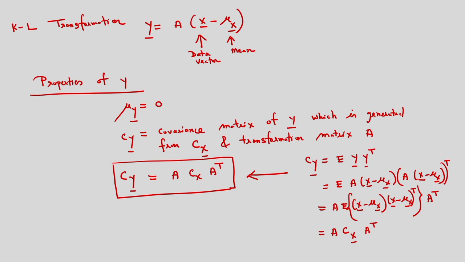So let us move to the next slide. So what will be the nature of the covariance matrix of CY? The nature of the covariance matrix of CY will be like this. So this is the matrix. So diagonal elements are like this, lambda 1, lambda 2, like this up to lambda n. And if you see this row, these are all zeros.